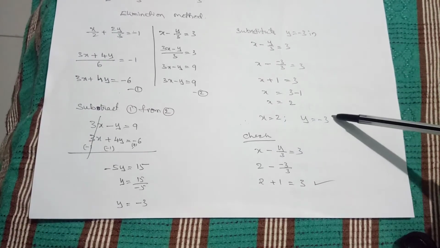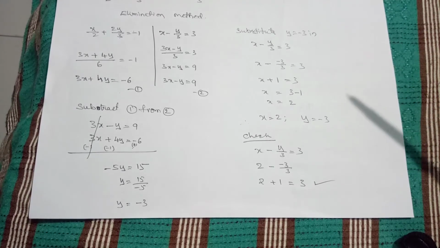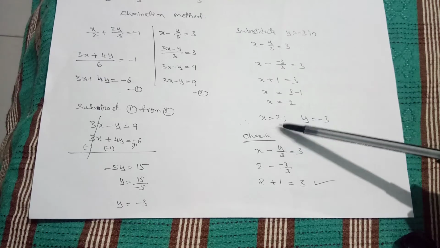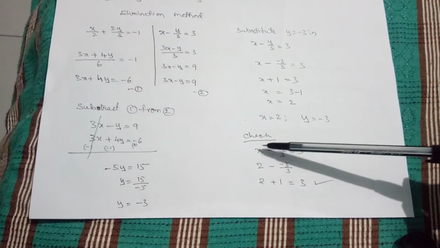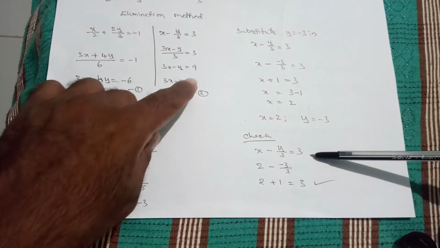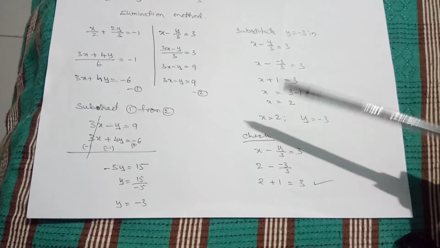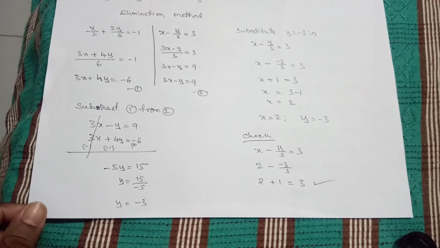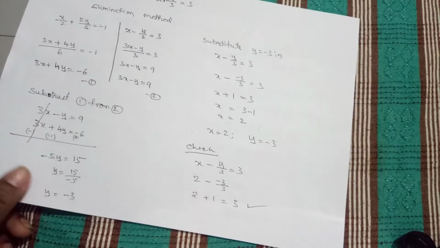Therefore, these are the x value and y value. For our comfort and confidence, you can substitute these values in any of the equations. I select this one, substitute the x value and y value, and you should get the RHS, that is 3. We got it. What we did is correct. Now for the same pair of linear equations, we have to do it by the substitution method.